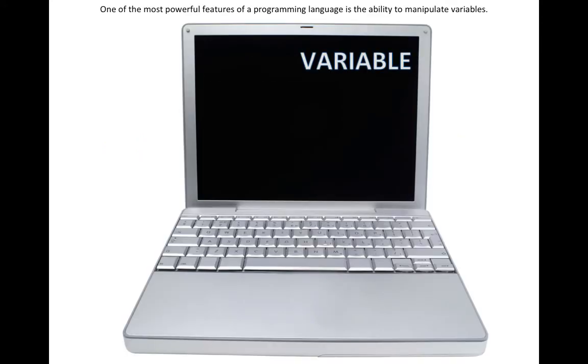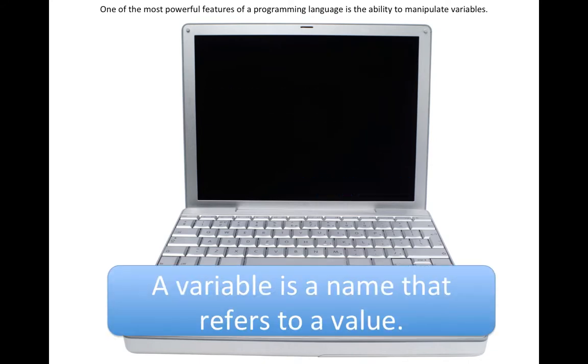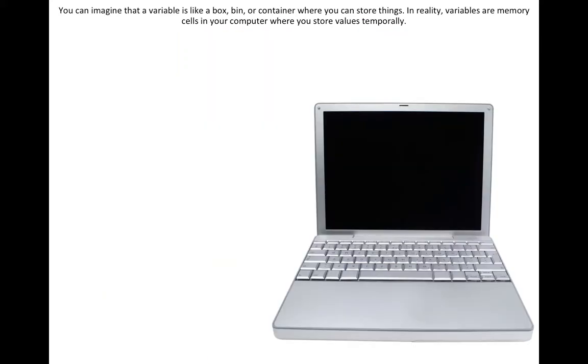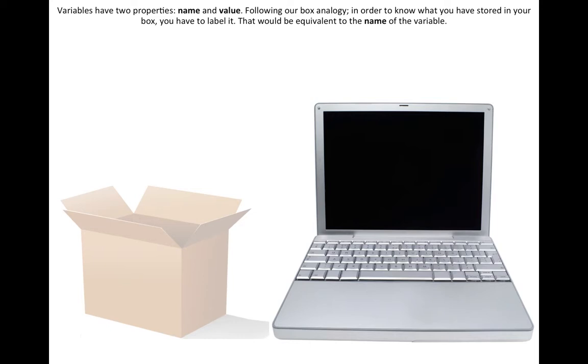One of the most powerful features of a programming language is the ability to manipulate variables. A variable is a name that refers to a value. You can imagine that the variable is like a box, a bin, or a container where you can store things. In reality, variables are memory cells in your computer where you can store values temporarily. Variables have two properties, name and value.